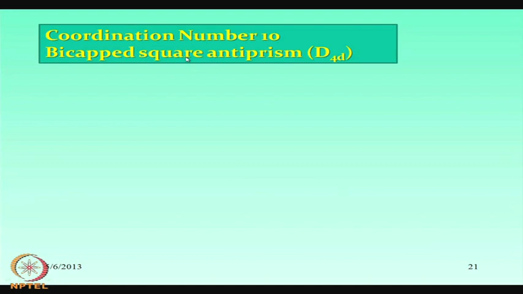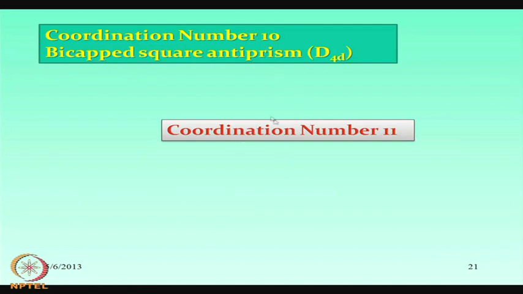Then we have a coordination number of 10. We know the square antiprism with a coordination number of 8, which can be bicapped, that means 2 of the faces can be capped to give rise to a corresponding bicapped square antiprismatic structure of symmetry D4d.